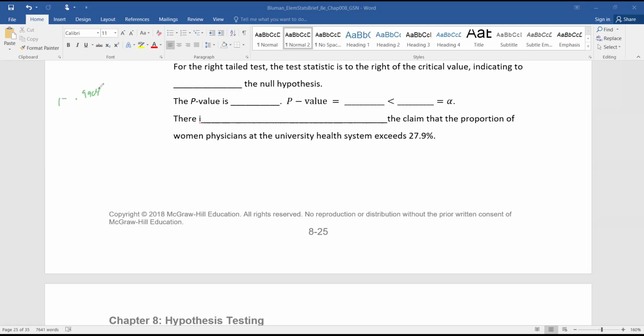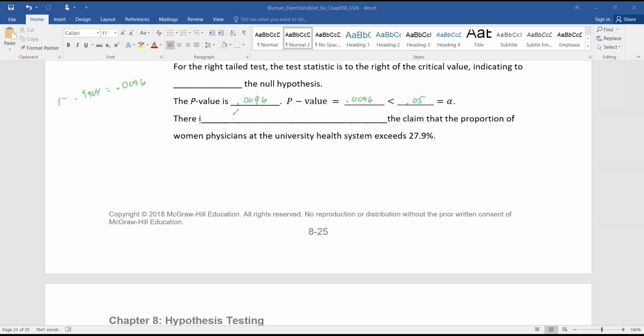So I would need to do 1 minus that, and 1 minus 0.9904 comes out to 0.0096. So that would be what my p-value would be, 0.0096. So my p-value, therefore, is 0.0096, and we were trying to stay less than 0.05.